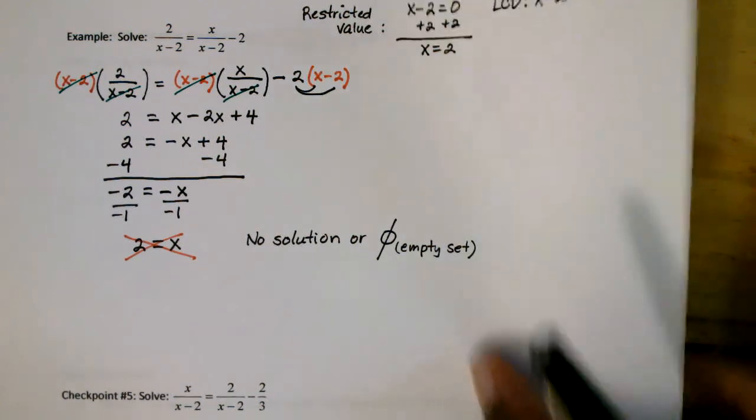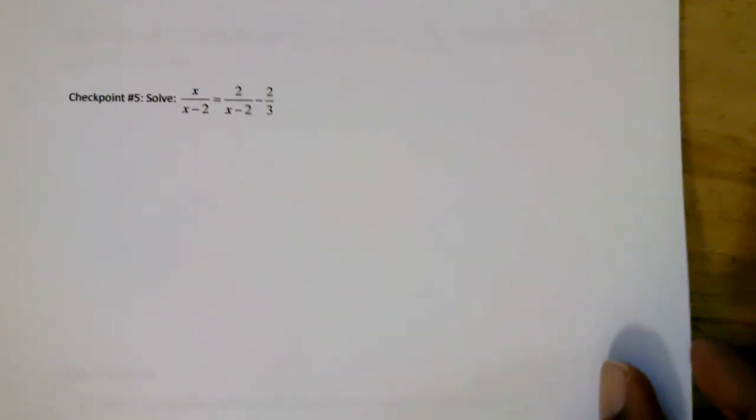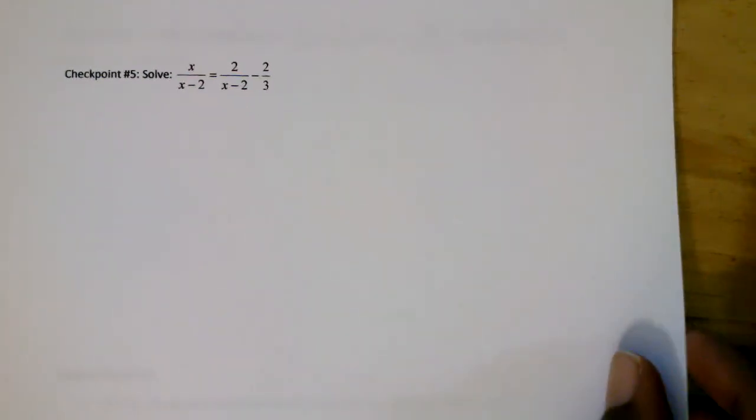Okay, here's another example. Let's say we got x over x minus 2 is equal to 2 over x minus 2 minus 2/3. Now, if you want to, you can pause this video and work on this problem and see if you come up with the answer that I came up with, as I work it out.